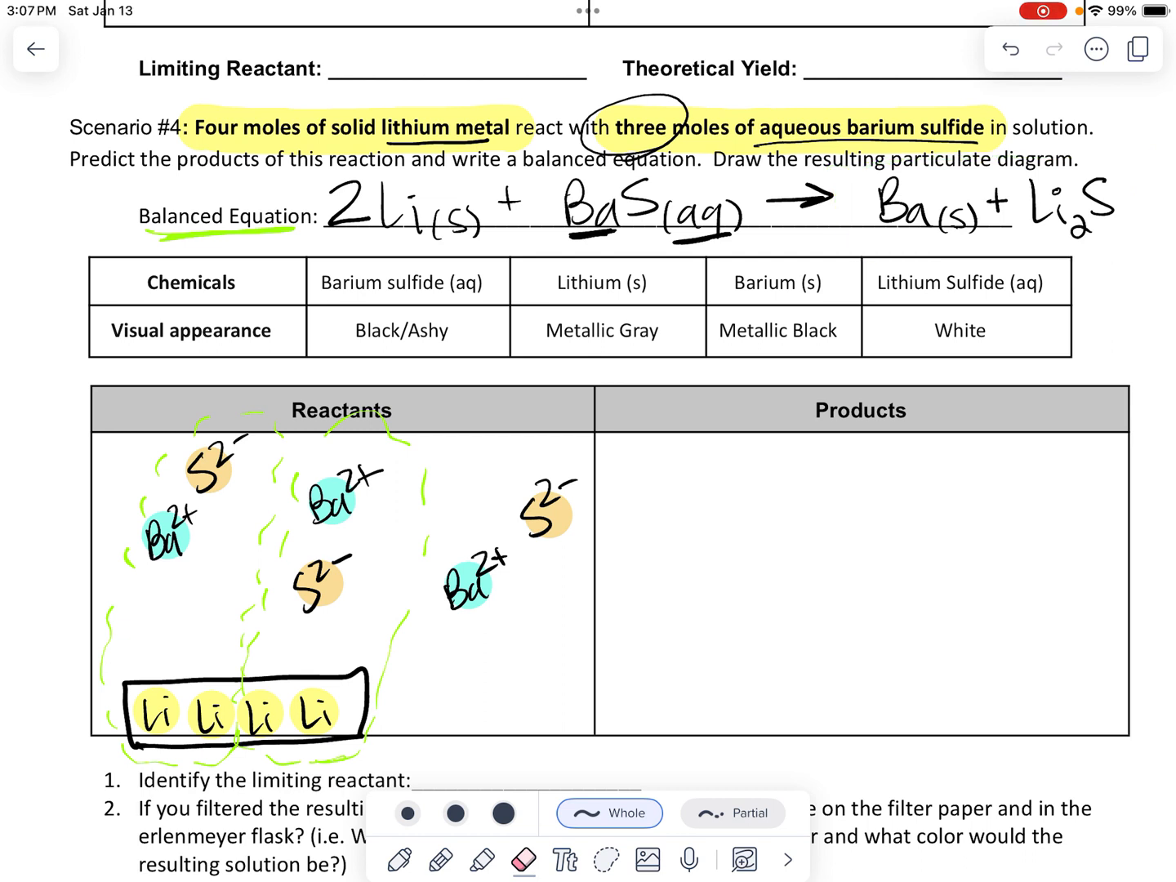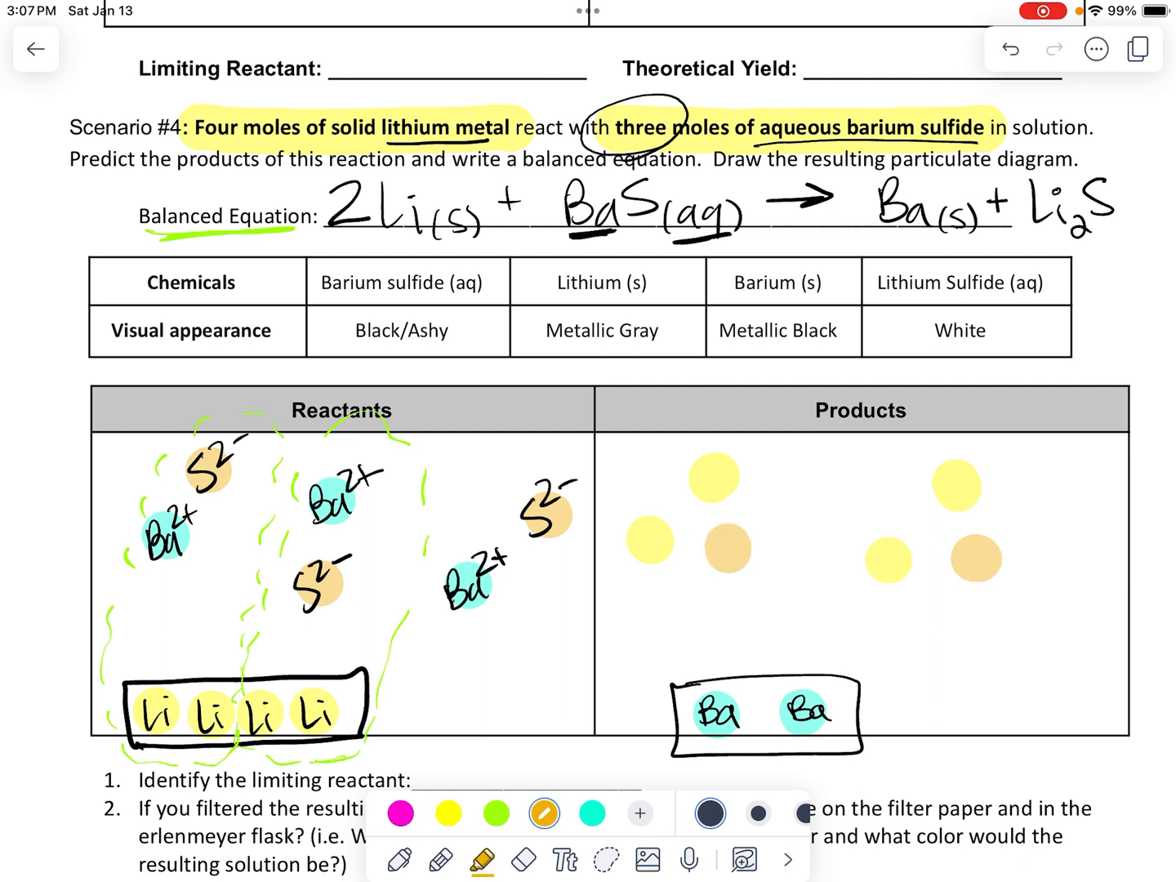So I will make 2 bariums. Those will sink to the bottom. On this side, they do not have a charge because it's a solid. Okay, so they're on the bottom, no charge, 2 of them. Then I will make 2 of the lithium sulfides. For my lithium sulfide, I have 2 lithiums for every 1 sulfide. So I have lithium, which is Li+. In this case, on the product side, it does have a charge because it's in an ionic compound: S2-, S2-.